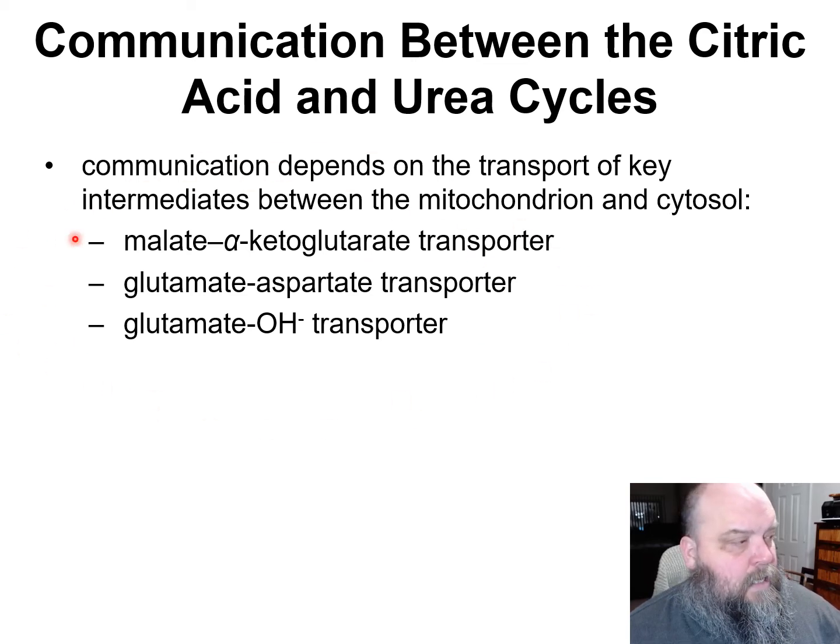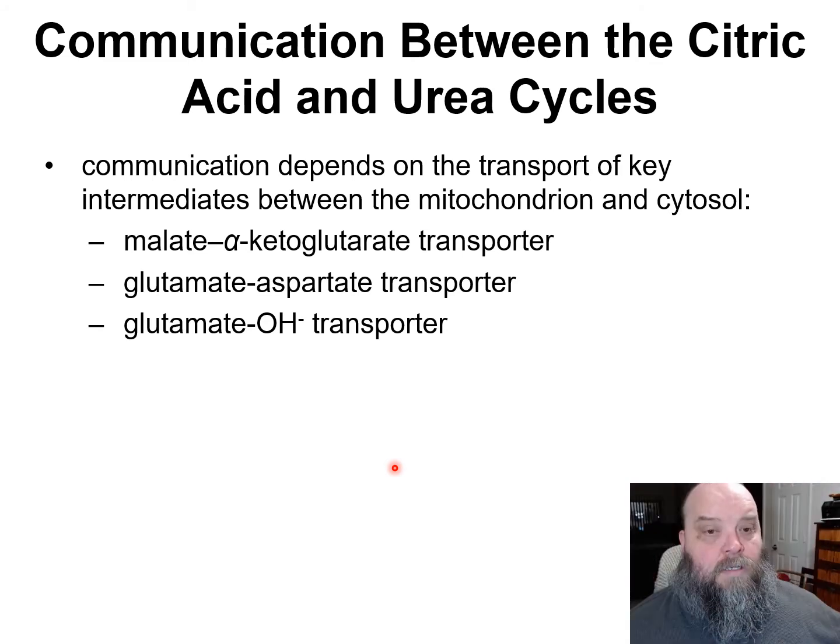So as I said, there's lots of crosstalk between these. Lots of overlap. Transporters, malate, alpha-ketoglutarate transporter, glutamate, aspartate transporter. Which one is it transporting across at which given time and which direction depends on all the other signals going around in the cytoplasm at that time, at that given instant.